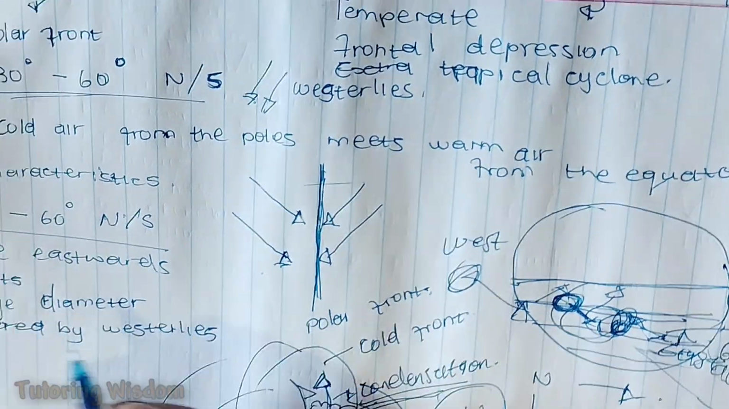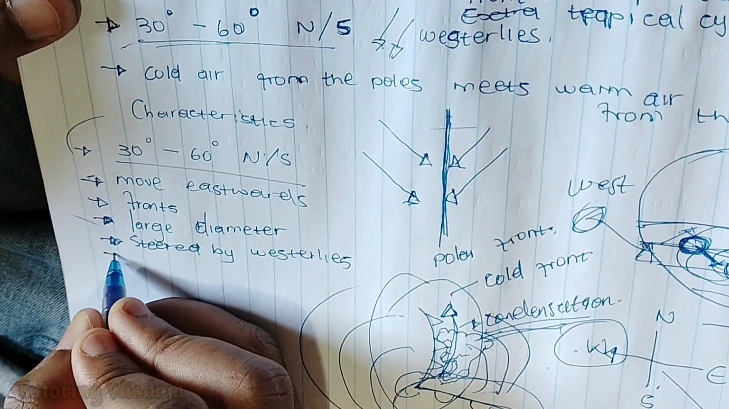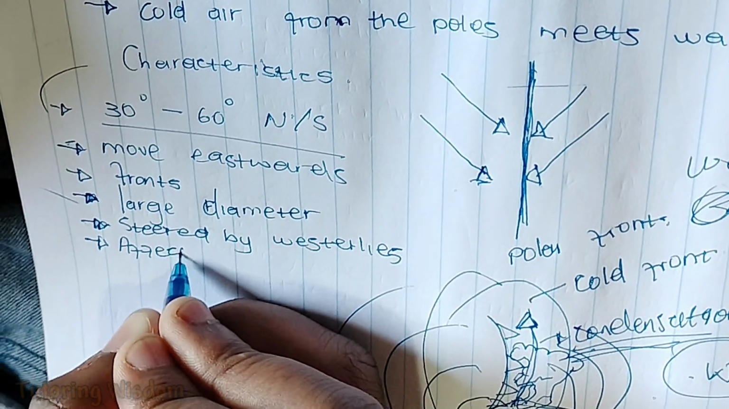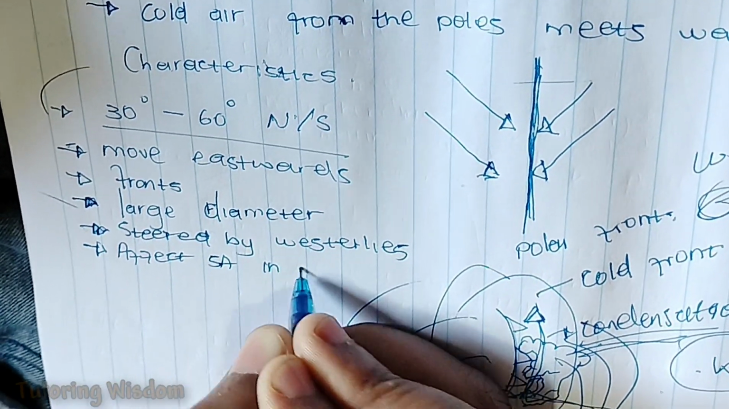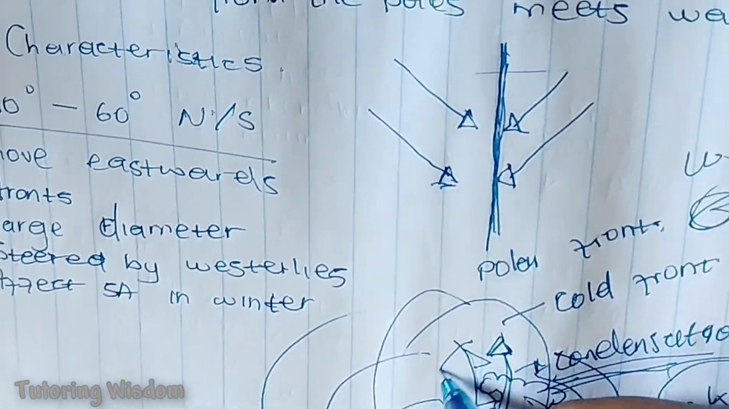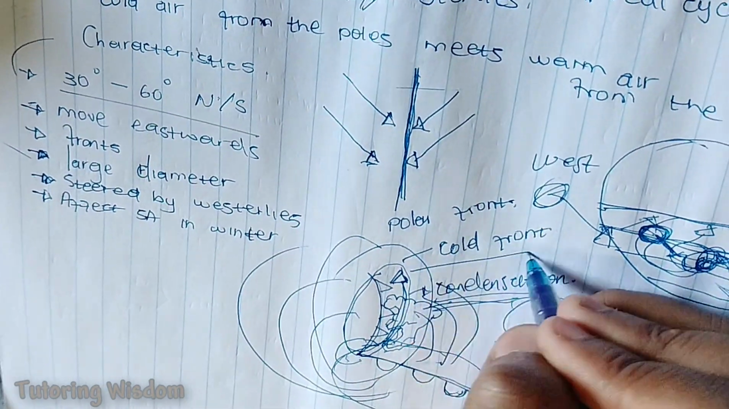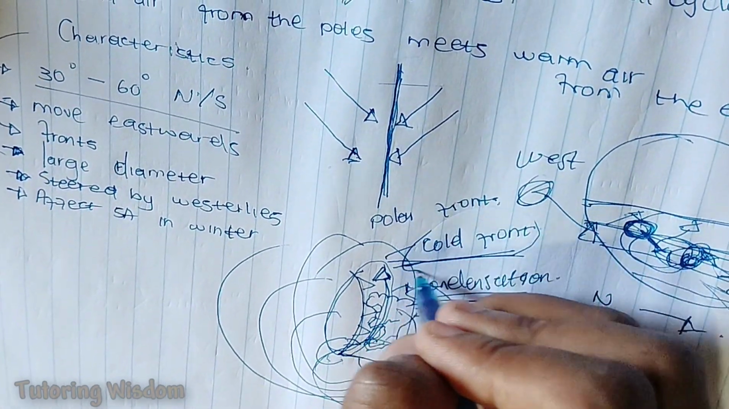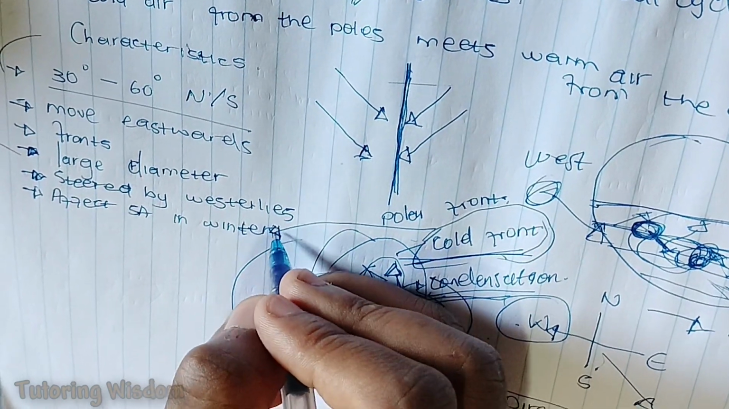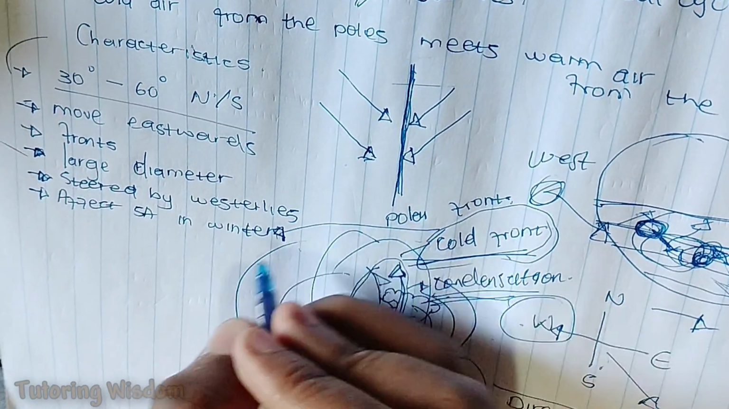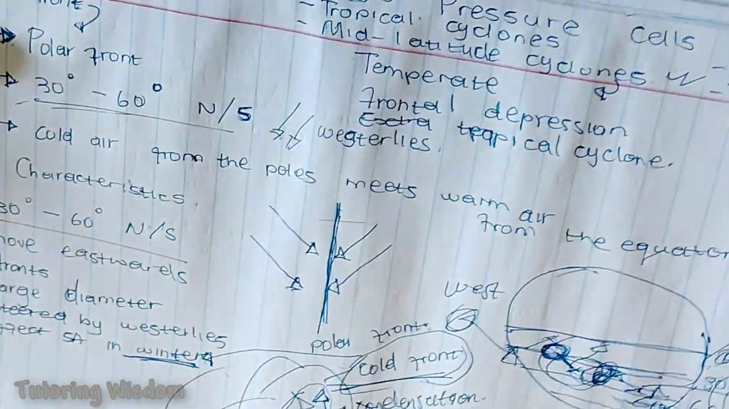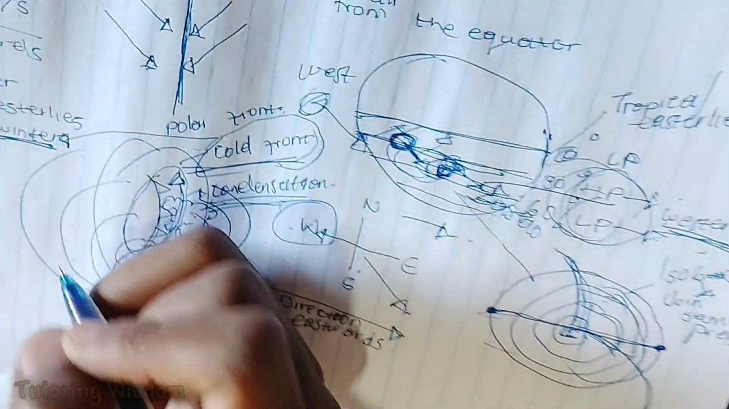Now the last one, an important one too: they only affect South Africa in winter. Only in winter. Remember, we said only the cold front affects South Africa, and the cold front only affects South Africa in what? In winter. So that's important to remember. Always remember that mid-latitude cyclones only affect South Africa in winter.